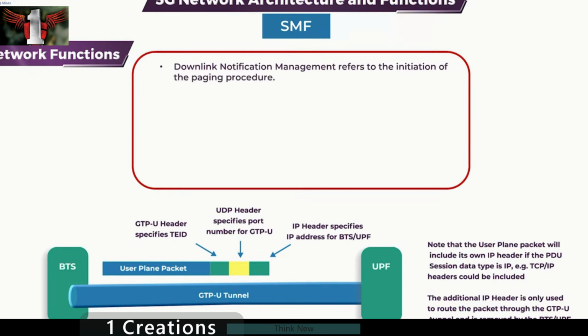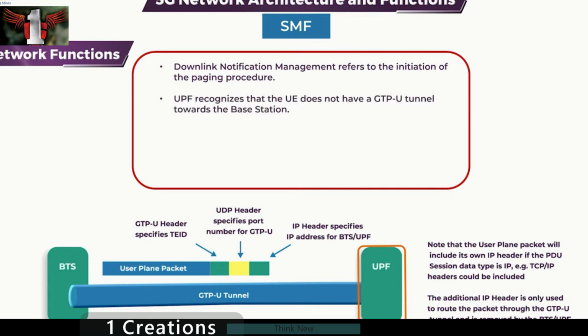Downlink notification management refers to the initiation of the paging procedure. A UE needs to be paged if downlink data arrives at the UPF after the UE has been released to RRC idle mode, CM idle state. The UPF recognizes that the UE does not have a GTPU tunnel towards the base station. This triggers the UPF to inform the SMF that downlink data has arrived for the UE.